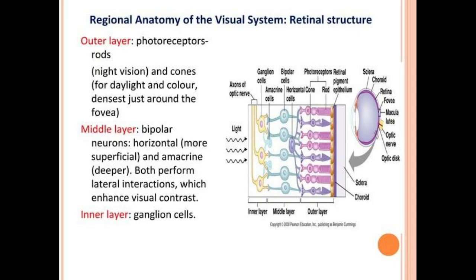Next to the photoreceptor layer is the bipolar cell layer, which receives signals from the rods and cones and passes them on to the ganglion cells. The ganglion cells are the output cells of the retina and transmit visual information to the brain via the optic nerve.